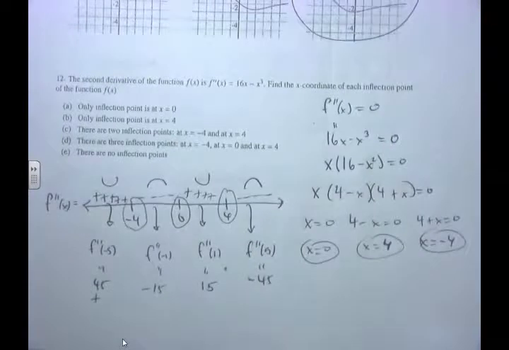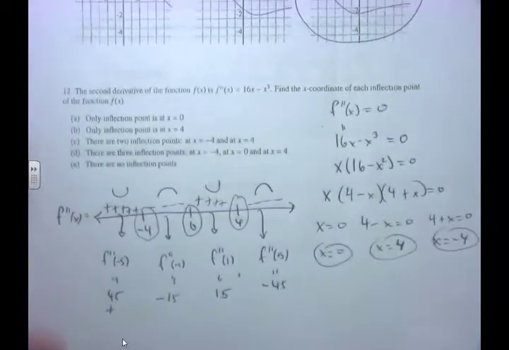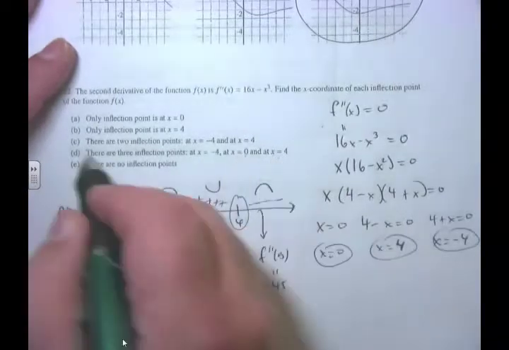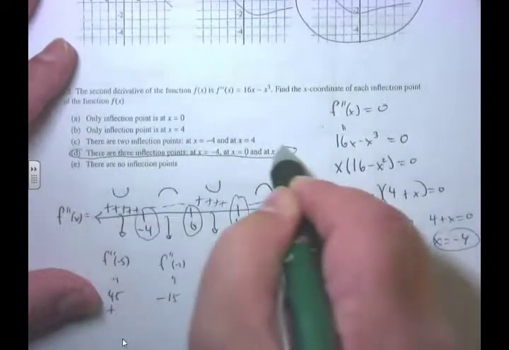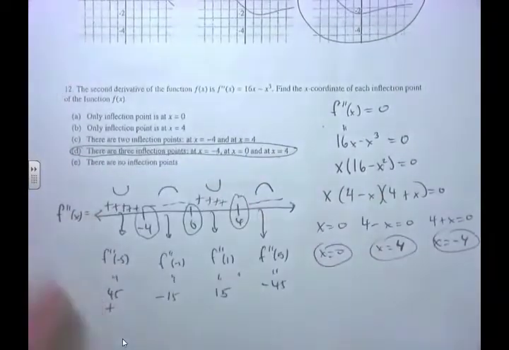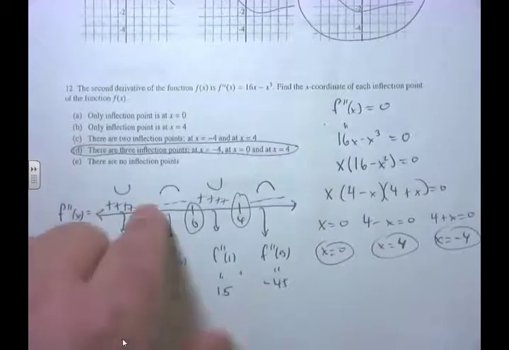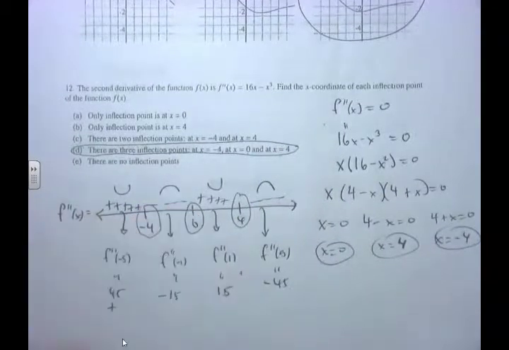So what's the answer on this one? D. There are 3 inflection points, -4, 0, and 4. But I had to check it out. If it was positive at -4, and then some more positive stuff, the -4 would not be an inflection point because you didn't change concavity. Does that make sense? Look for them to do that to you guys tomorrow.